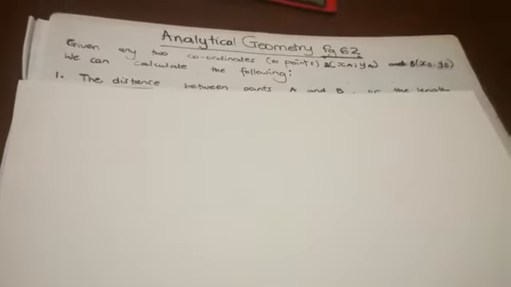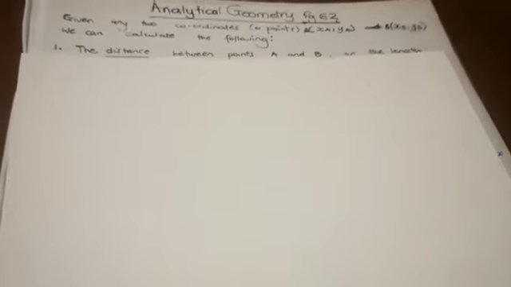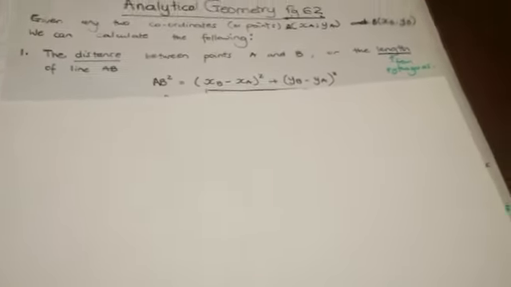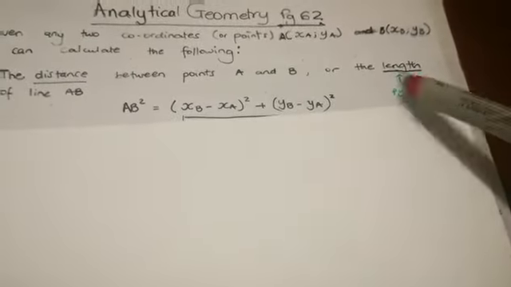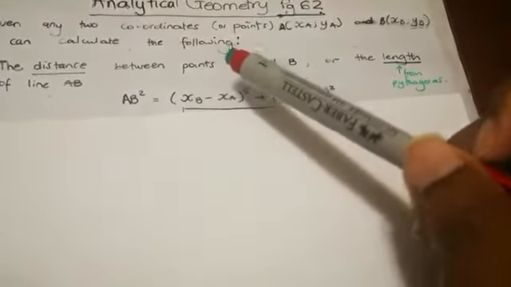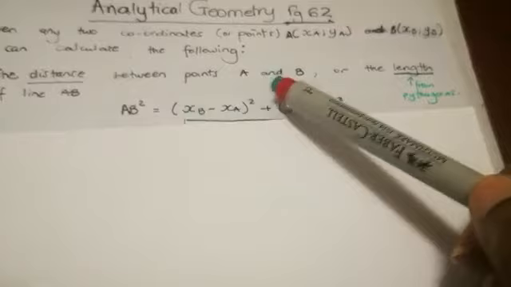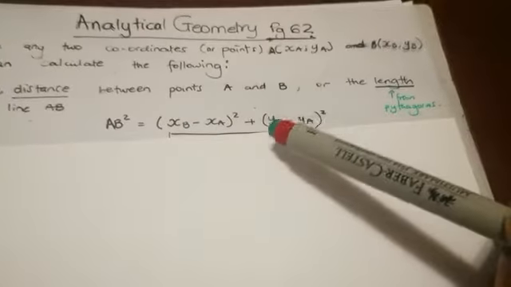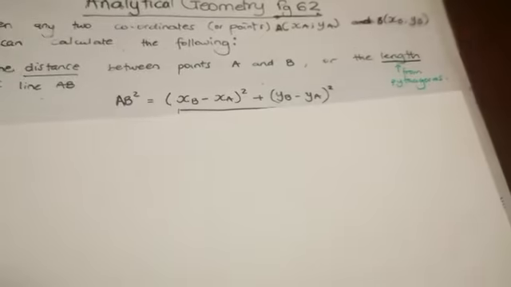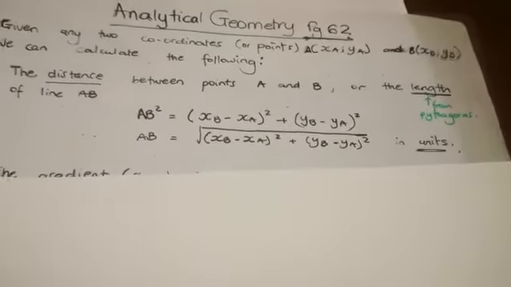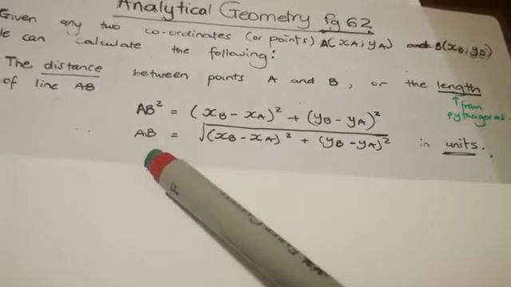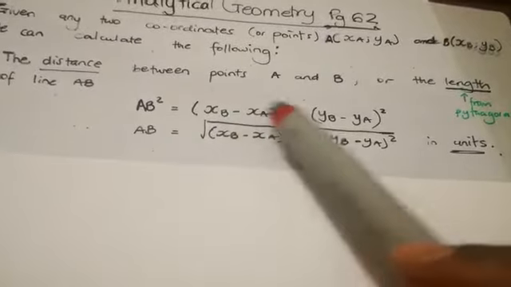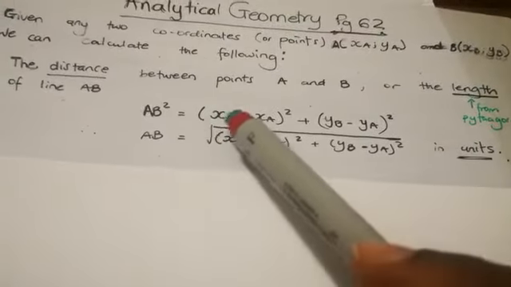The first one was the distance between point A and point B, or the length of the line AB. You calculated that using this formula, which comes from Pythagoras. AB squared is going to be the difference between the x values squared plus the difference between the y values squared. Because we are looking for AB, you take the square root on both sides. So AB will be the square root of what was calculated at the top.